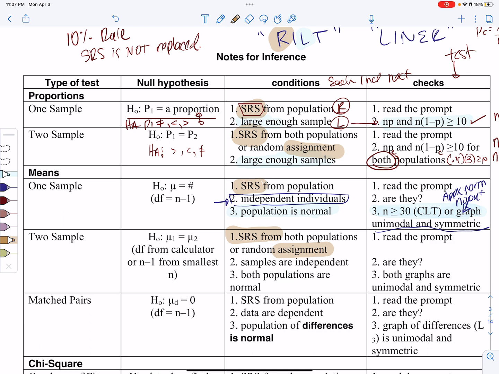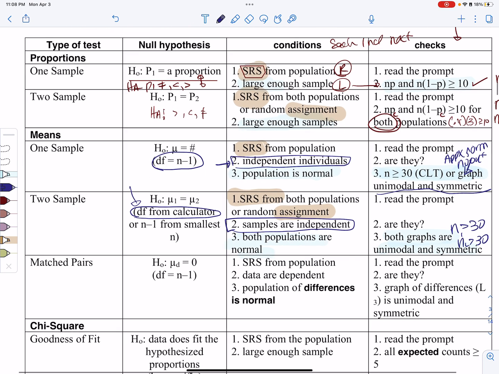Okay, for the 2 sample, you have to have 2 separate independent populations, and so you need to definitely state that the populations are independent from each other, and that you're going to say that they're normal. How do you show that they're normal? Both graphs are unimodal symmetric, or of course, n1 greater than 30, n2 greater than 30 on both of those. Degrees of freedom, you can use the degrees of freedom here from the calculator. The degrees of freedom for this one is just n-1. You can use n-1 from the smallest n. However, just use this, it's more reliable.